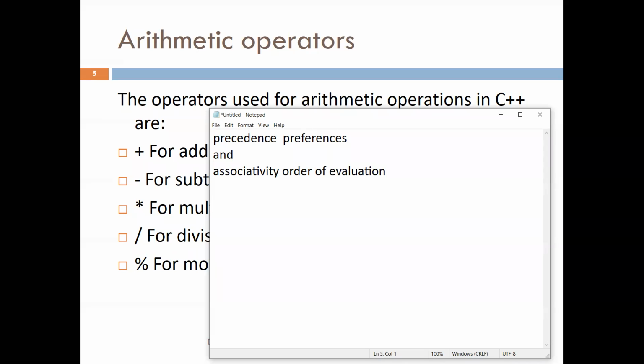Let us take a very simple example. Suppose there is an integer a is equal to 3 divided by 2 multiplied by 2. Any idea what will be the answer of this? 3. Okay. Anybody else? What's the answer of this?